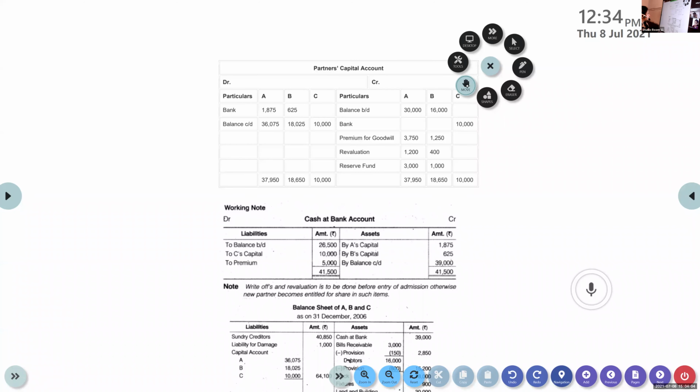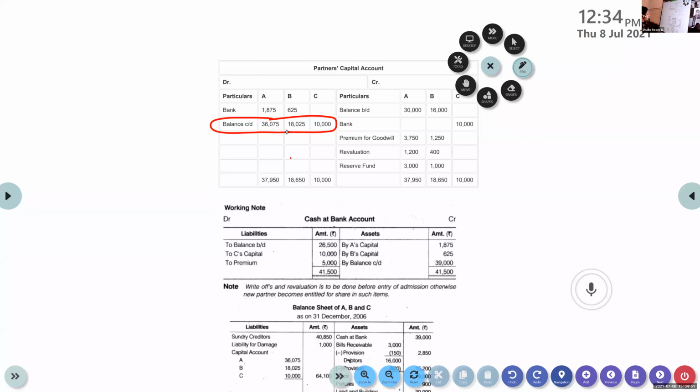Now we will balance it. You get the balancing figure. And this balancing figure is the new capital, to be written on the liability side of the balance sheet. This is the new capital. Okay, finish.